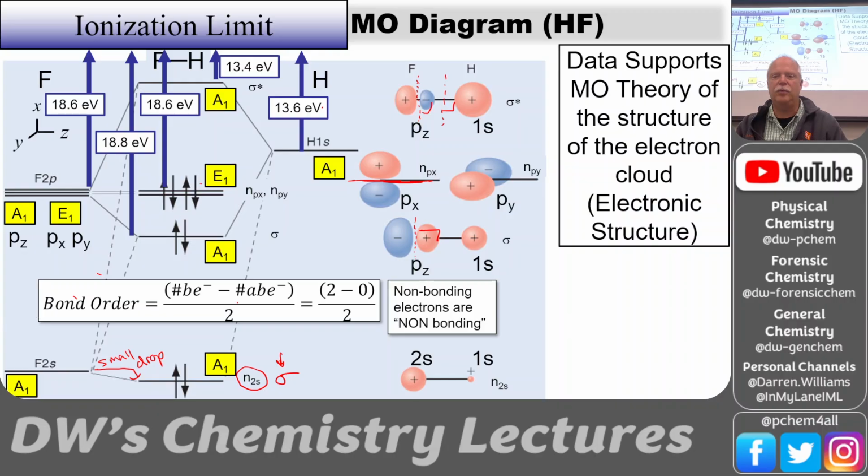Okay, so again, the data supports the molecular orbital theory of the structure of the electron cloud, which is the electronic structure.